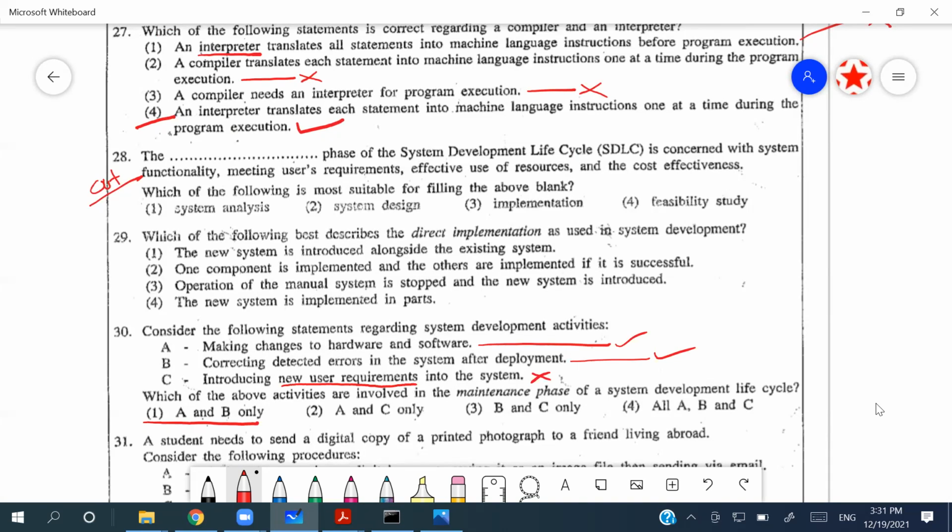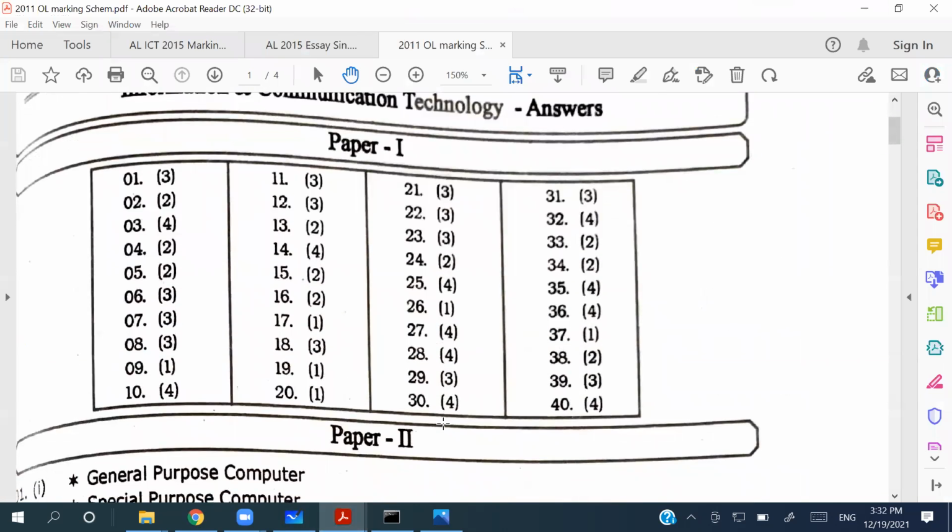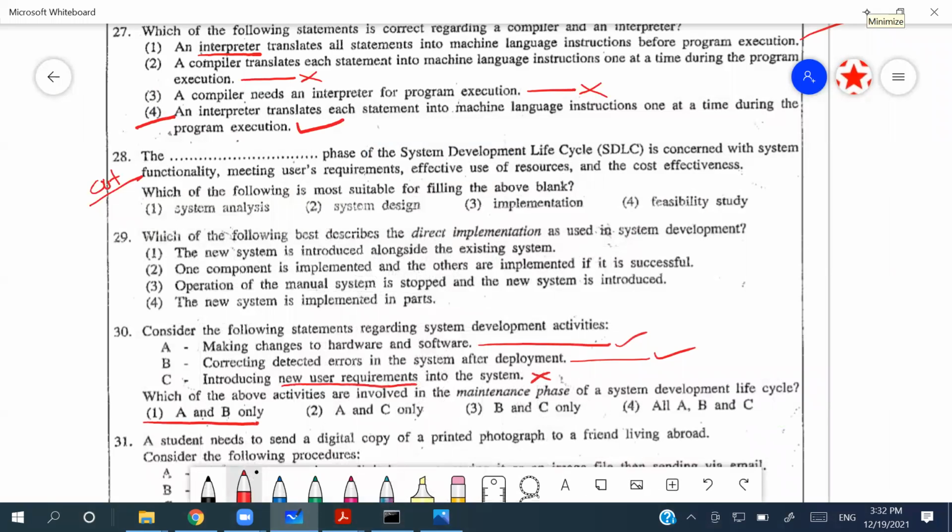Right? How about the answer? 30, oh, hold on. 30th. They are saying it's the fourth one. Oh, what was that? Introducing new user requirement into the system. That's a doubtful one. Introducing new user requirements to the system.